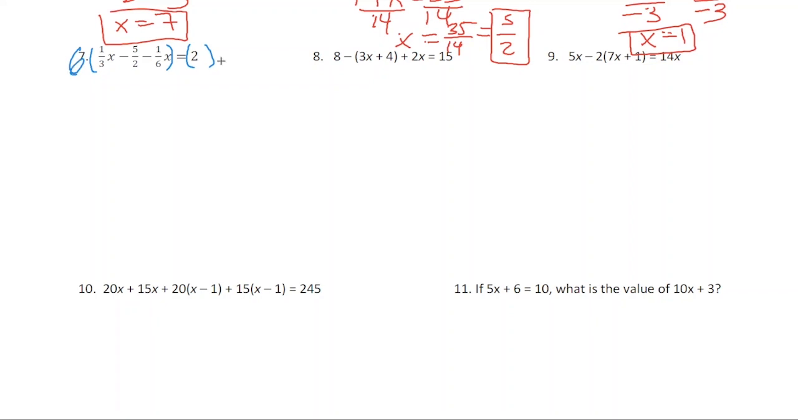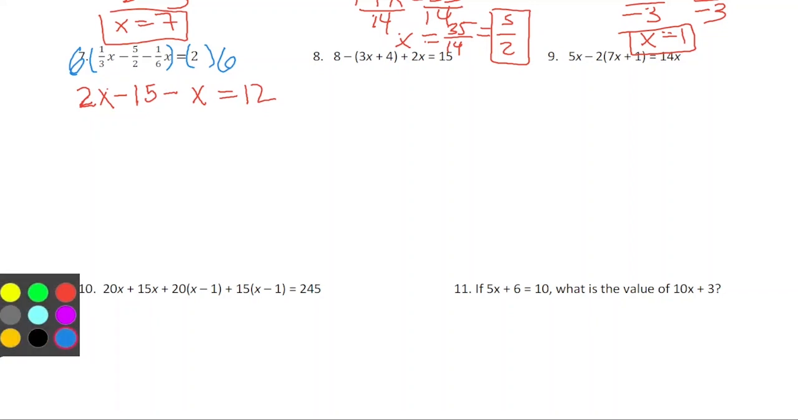So I'm going to multiply both sides by 6. 6 times a third, 6 divided by 3 is 2, so 2x. And then 6 times 5 is 30, divided by 2 is 15, so minus 15. 6 times 1 is 6, divided by 6 is 1, so minus 1x. And then 6 times 2 is 12. So notice we've got a much simpler equation here. Really a good idea to get rid of those fractions if possible.